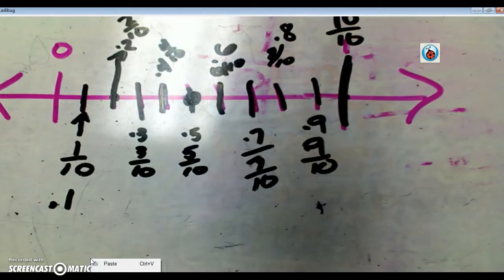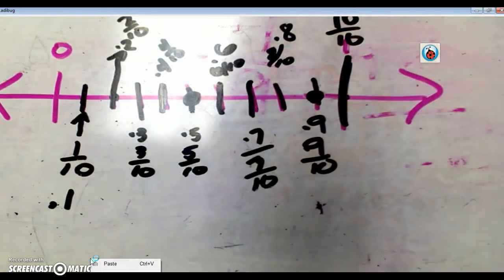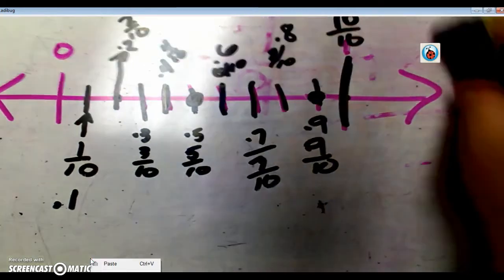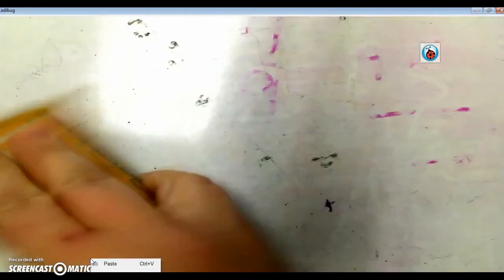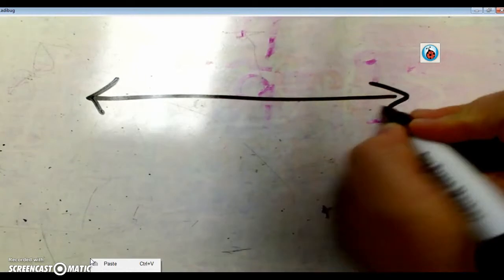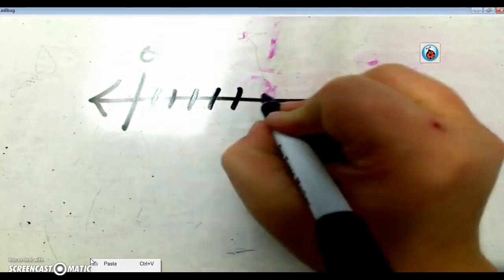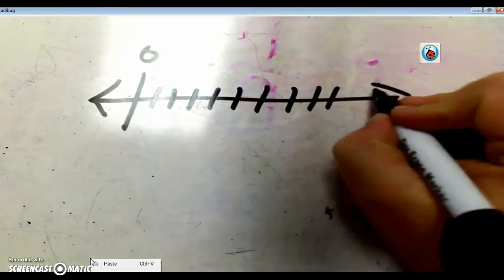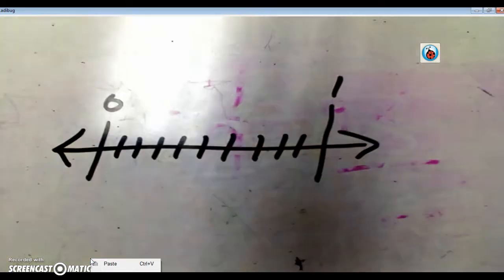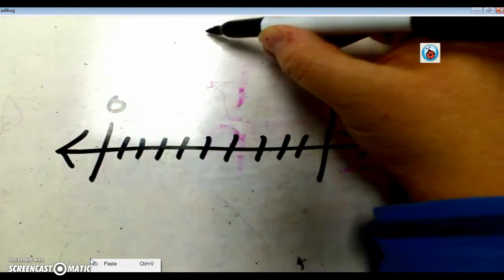If I said come up and mark 9/10, who thinks they could do that? Okay, so we could all mark 9/10. Now let me do a much neater little number line here. Again, here's my 0. 1/10, 2/10, 3/10, 4/10, 5/10, 6/10, 7/10, 8/10, 9/10, 10/10. There's my 1. Okay. What if I came to you and I said, I have a decimal that looks like this.